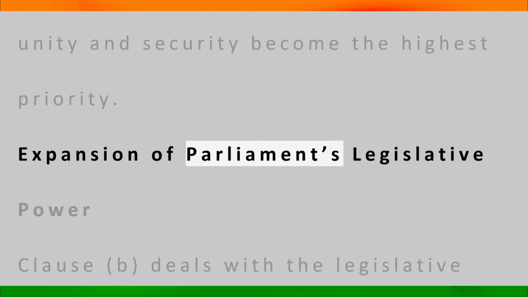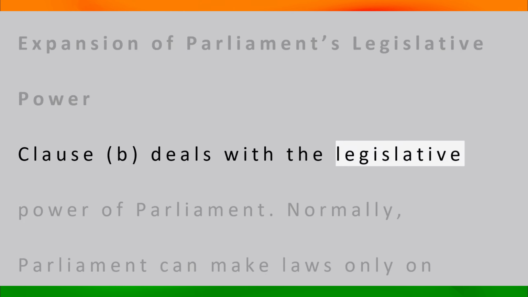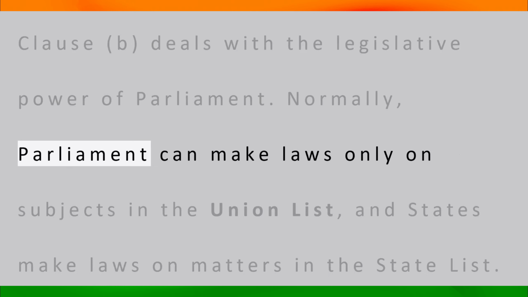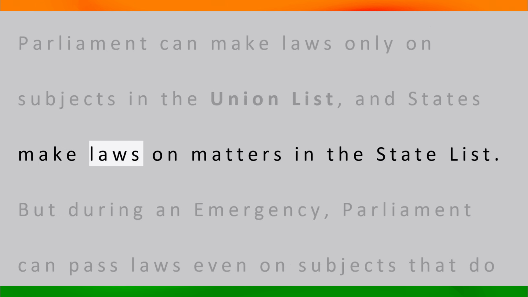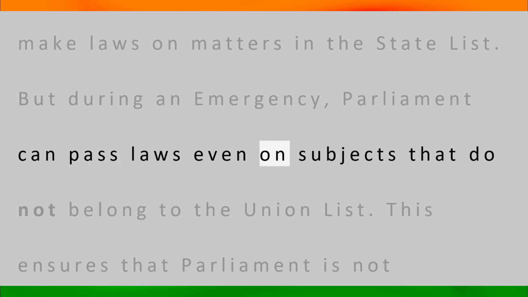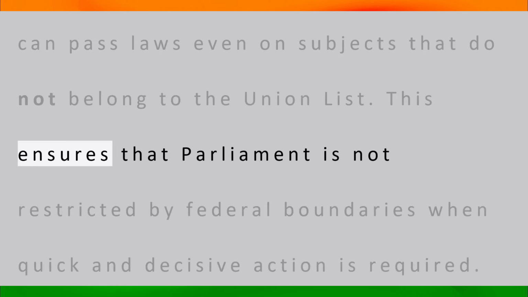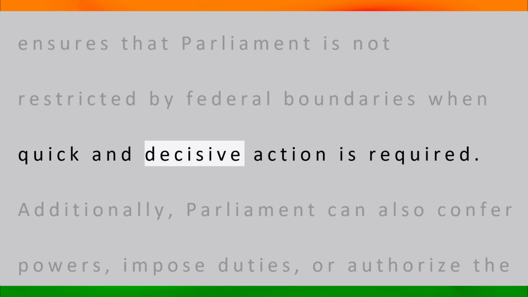Expansion of Parliament's legislative power. Clause B deals with the legislative power of Parliament. Normally, Parliament can make laws only on subjects in the Union list, and states make laws on matters in the state list. But during an emergency, Parliament can pass laws even on subjects that do not belong to the Union list. This ensures that Parliament is not restricted by federal boundaries when quick and decisive action is required.